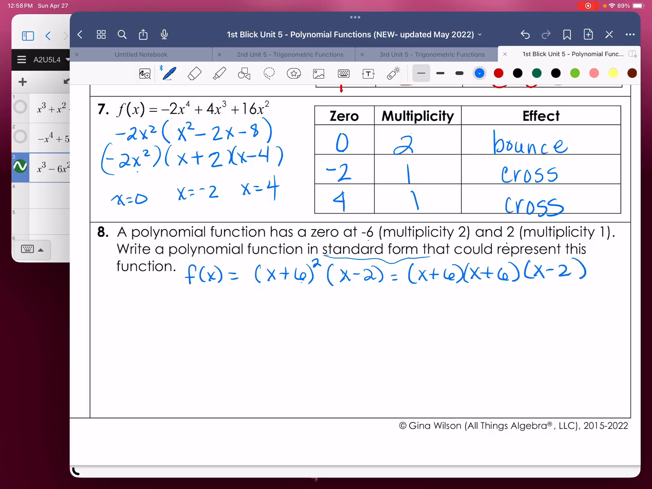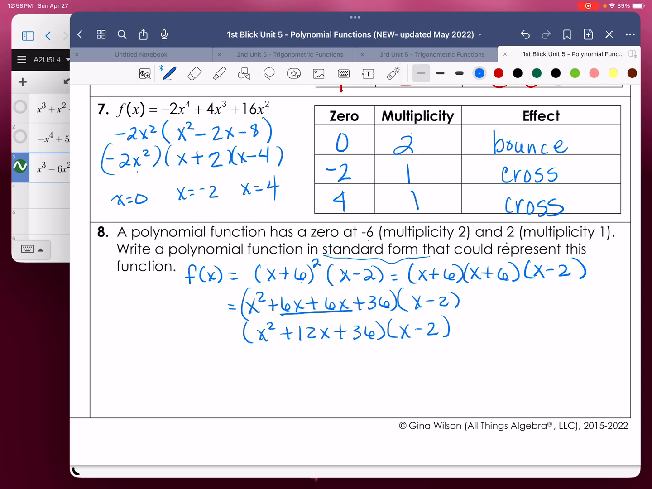Now you can use your perfect square trinomial formula to multiply the two x plus 6's, or you can FOIL it. So when you FOIL, you're going to get x squared plus 6x plus 6x plus 36. And that all has to be times x minus 2. All right, let's combine these two 6x's. So now I have x squared plus 12x plus 36 times x minus 2.